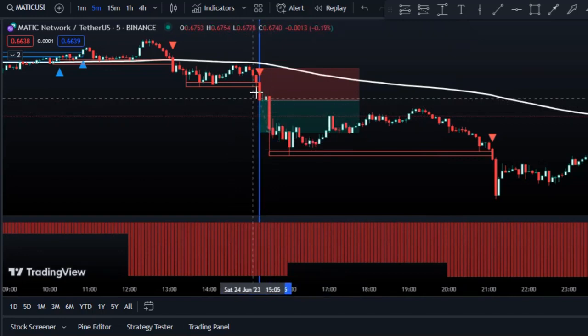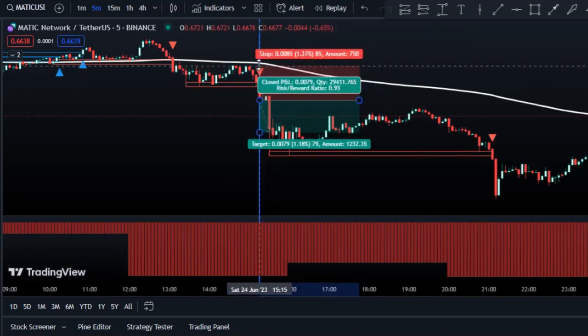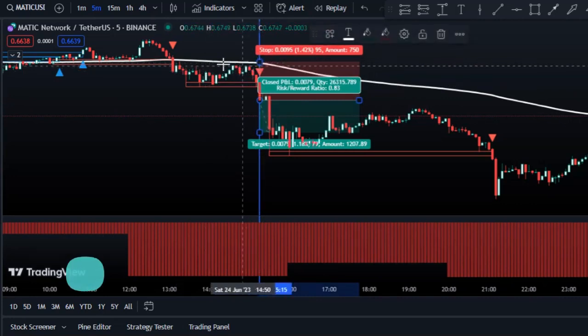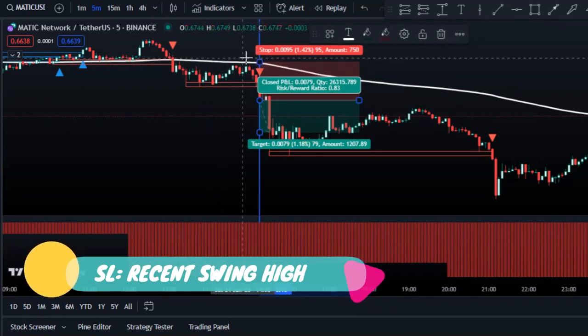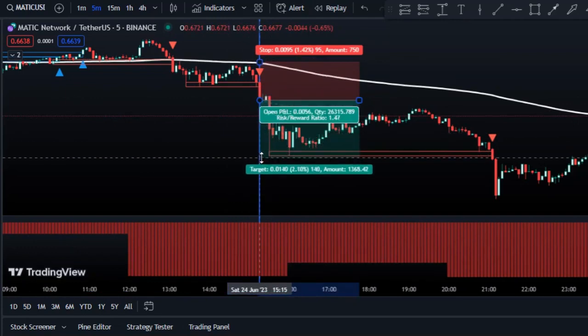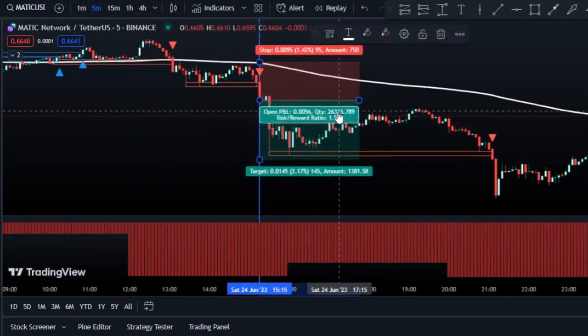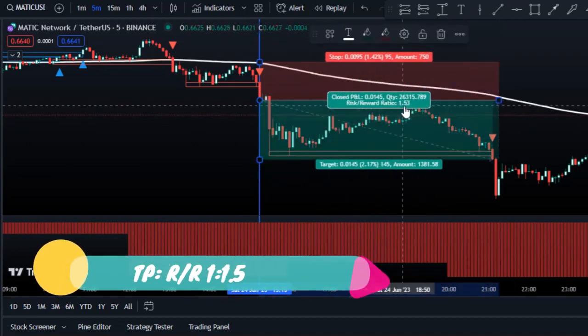Remember to manage your risk effectively by setting the stop loss level. For short trades, you can use the recent swing highs as reference points for your stop loss level. And aim for a minimum risk-reward ratio of 1 to 1.5 when planning your exit strategy to ensure a balanced approach.